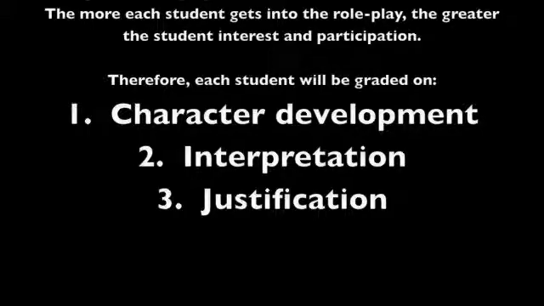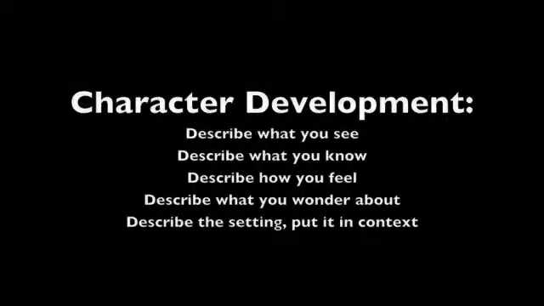If you're drooling, pay attention here. Each student will be graded on 3 things. 1. Character development, 2. Interpretation, and 3. Justification. What does all of that mean? For your character, play the part. Tell us what you see, what you know, how you feel. Put it in context.